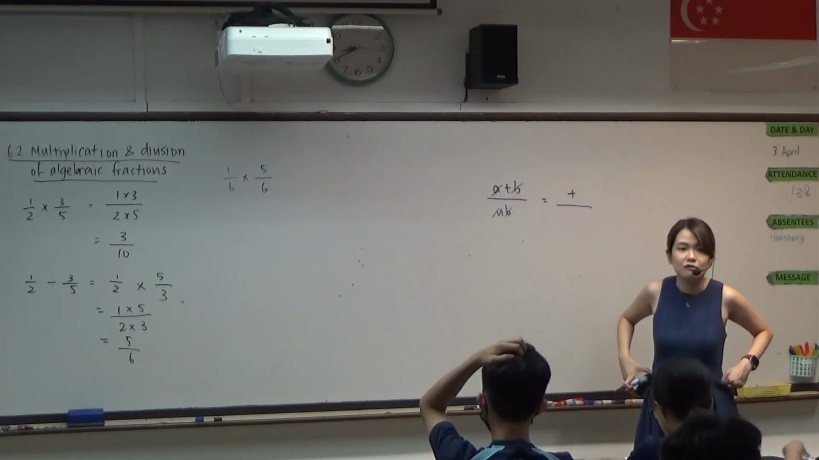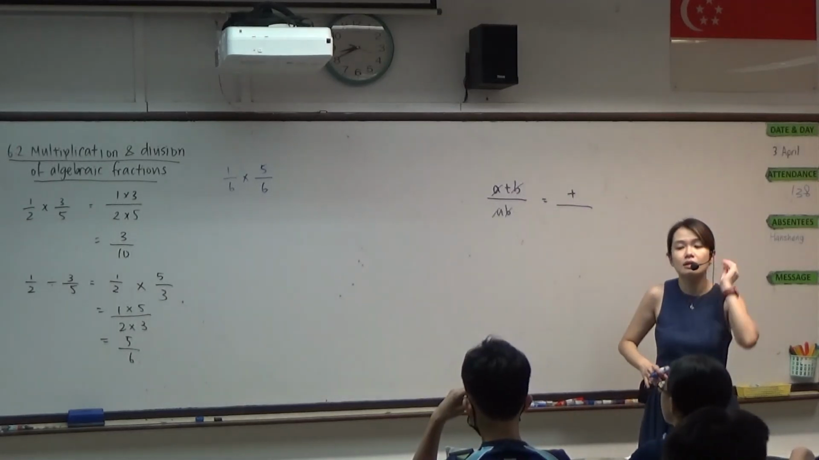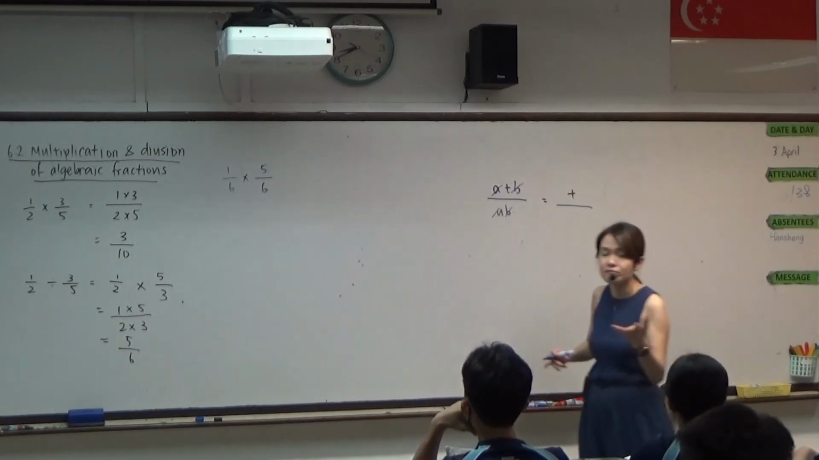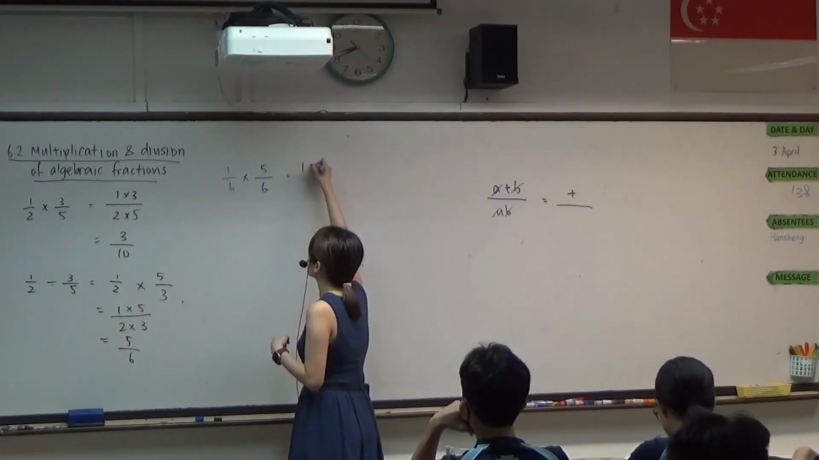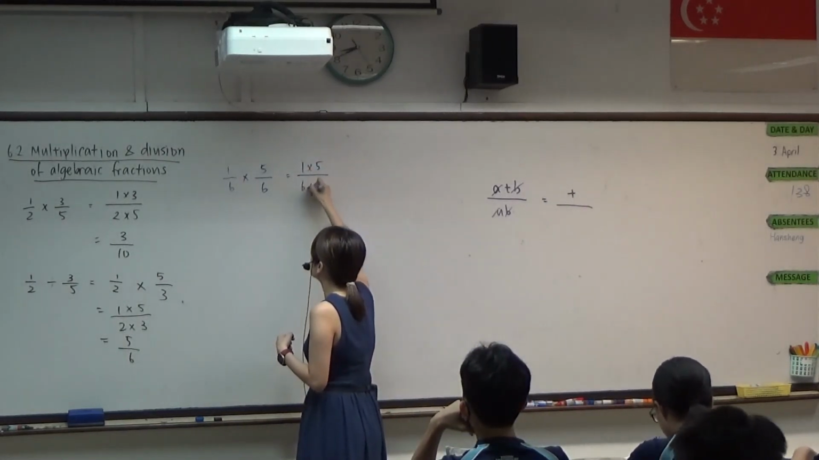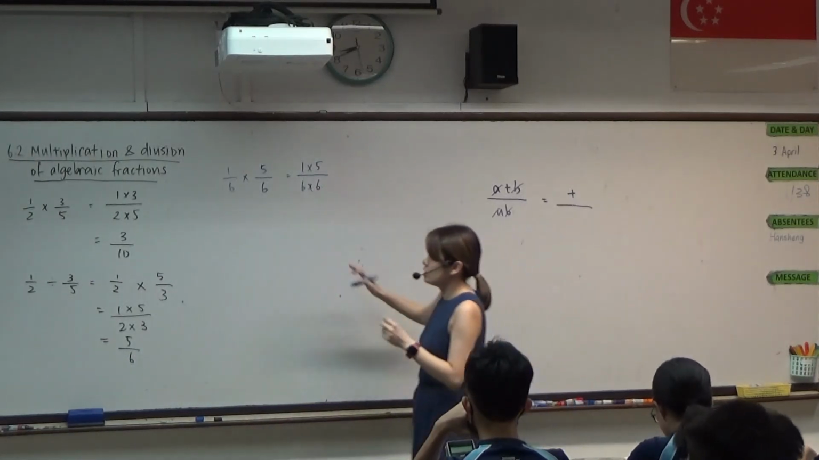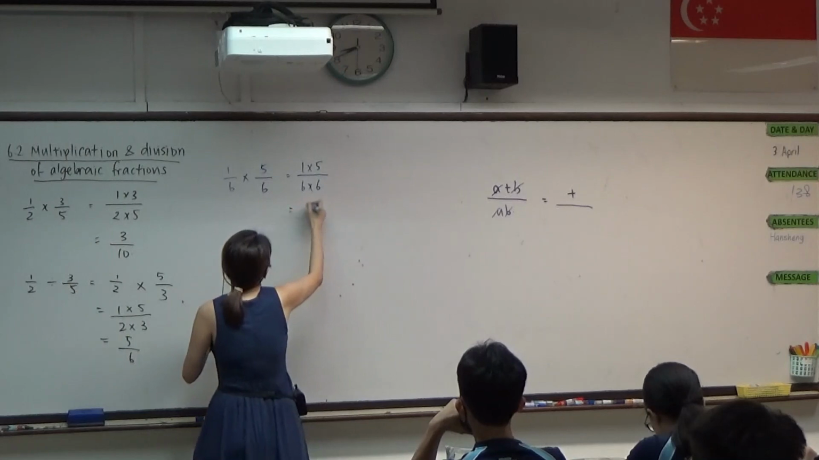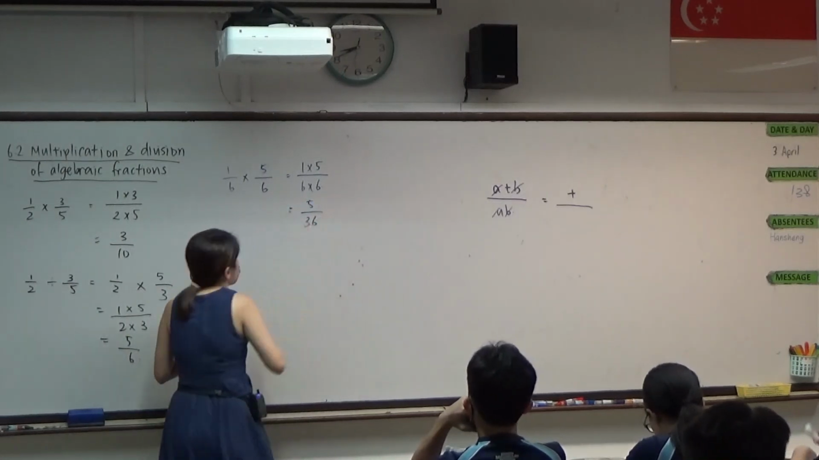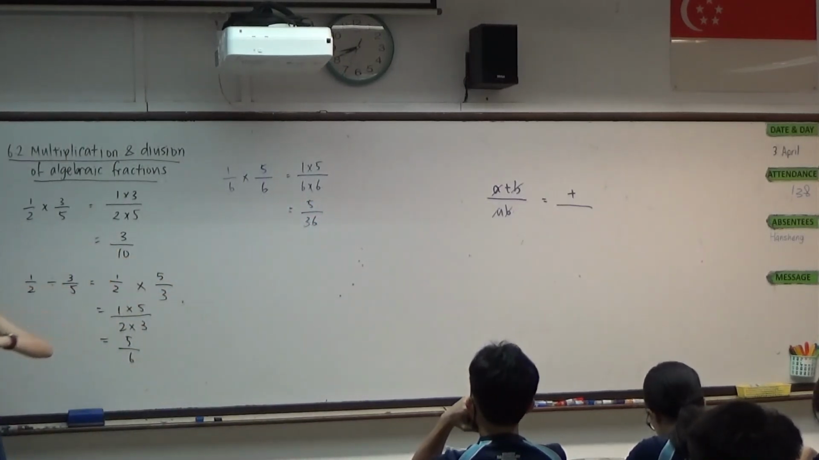1 over 6 times 5 over 6. 5 out of 36, huh? Okay, because numerator times numerator, denominator times denominator. So that principle should apply everywhere. So 5 over 36.